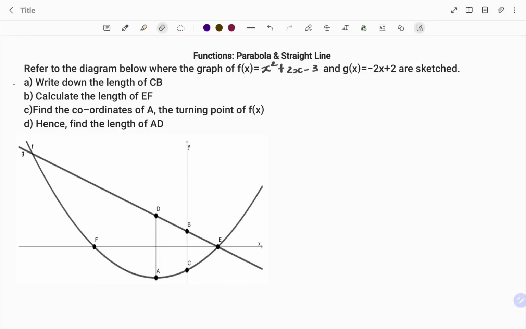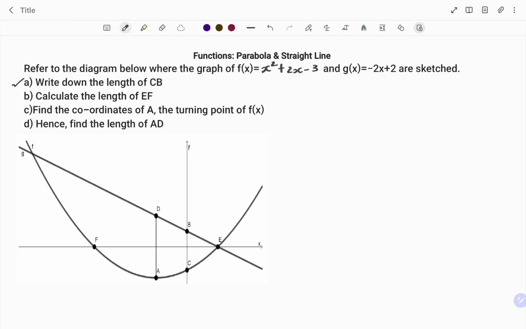In this video, I'm going to show you how to solve the following question on functions, that is your parabola and your straight line. We have to refer to the diagram below where the graph of f of x equals x squared plus 2x minus 3 and g of x equals minus 2x plus 2 are sketched. A, write down the length of CB. B, calculate the length of EF. C, find the coordinates of A, the turning point of f of x, and the last but not the least question, D, hence find the length of AD.